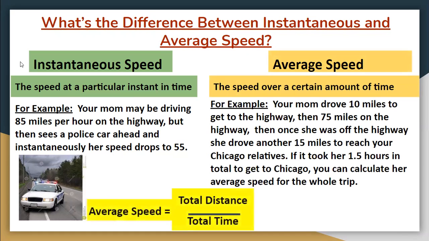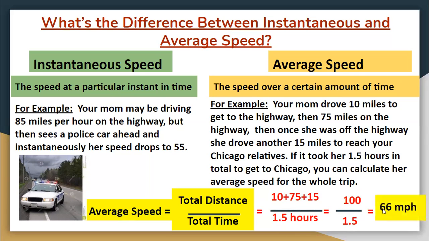Well, you add up all the miles she drove, divided by the time it took her. So she drove 10 miles plus 75 miles plus 15 miles divided by taking her 1.5 hours. So that would be 100 divided by 1.5. If you did that, you would get about 66 miles per hour. That was her average speed on the trip.